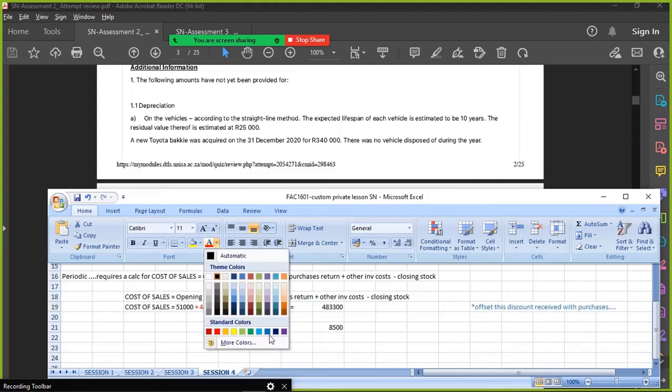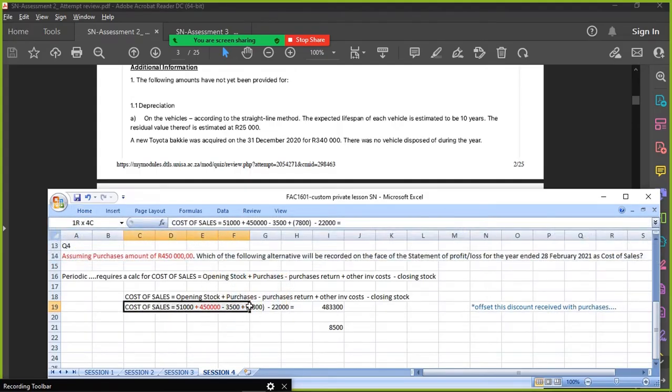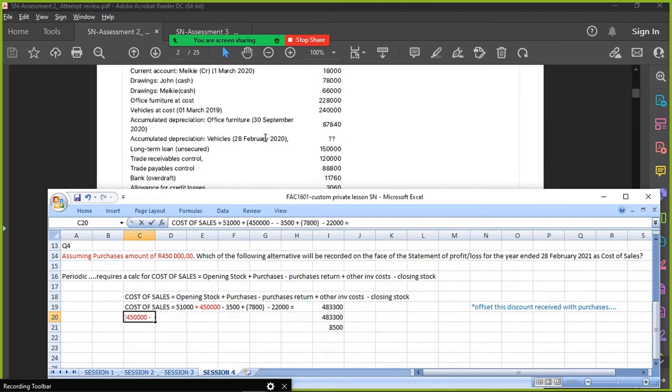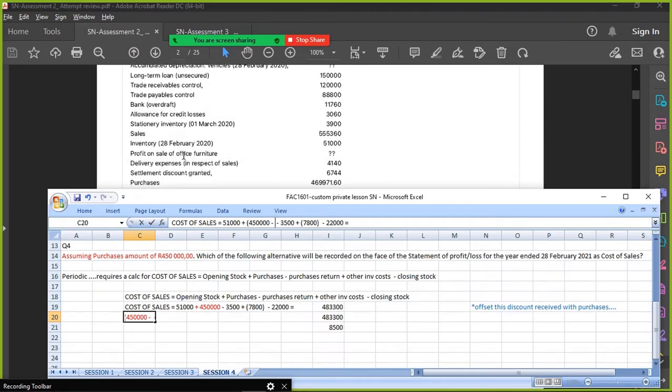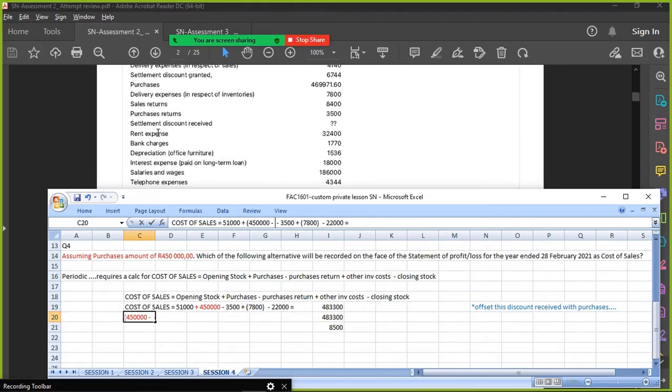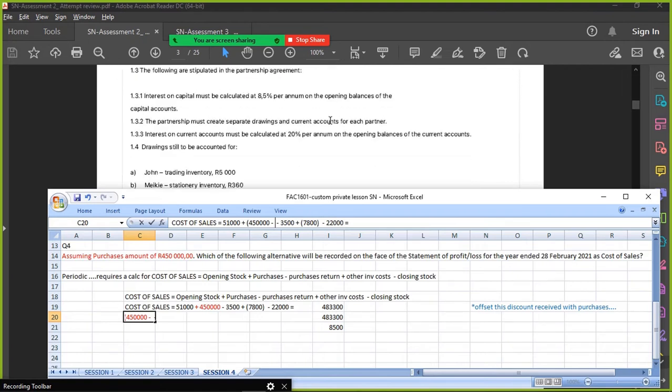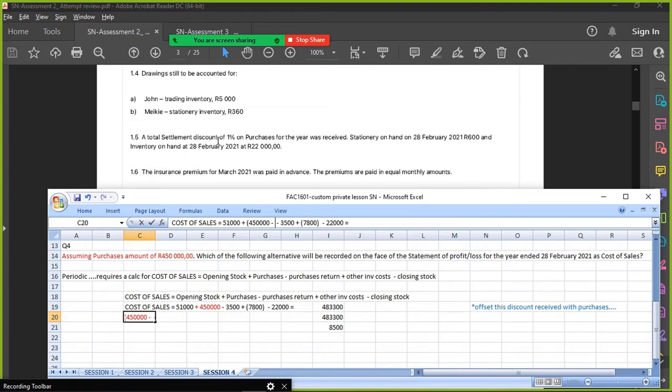Let me just quickly do that. Against purchases, I'm going to decrease it by the discounts. Let's check question 5. What is the discount that was received? It's not in here. It's in settlement, the discount received is a question mark. Yeah, it's down here, at the bottom here. There we go. Total settlement discount of 1% on purchases. Oh, okay, yeah. So 1% of 450,000, yeah, it's 4,500.